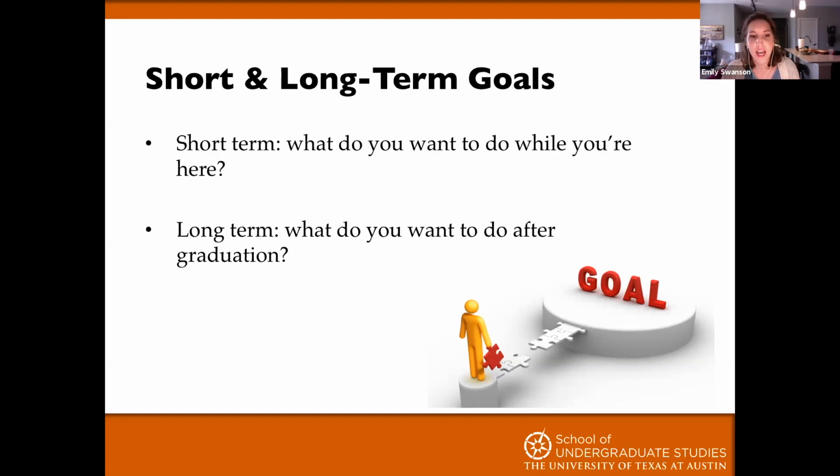This isn't something where you have to write, okay, here's my 10-year plan. It's just more of a general idea. What is it that you want to do? And this can be a place where you sort of dream big. Nobody's going to hold you to it at graduation.